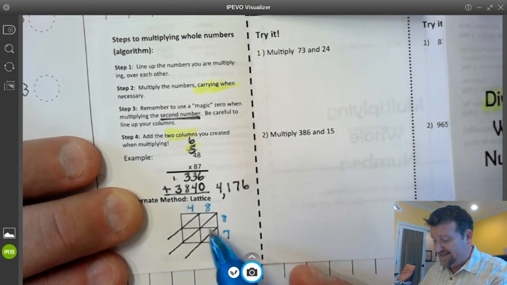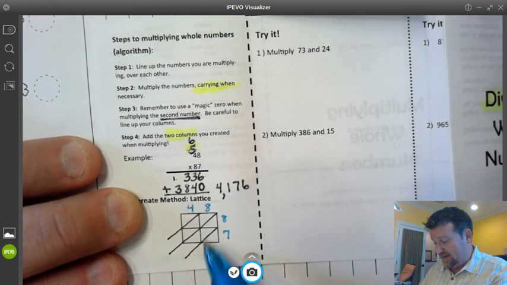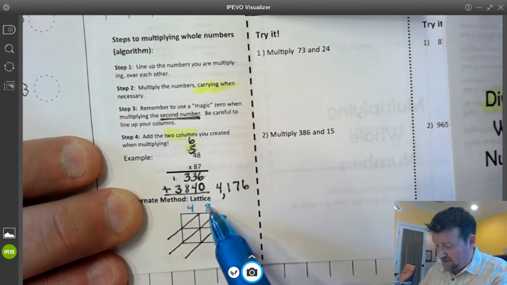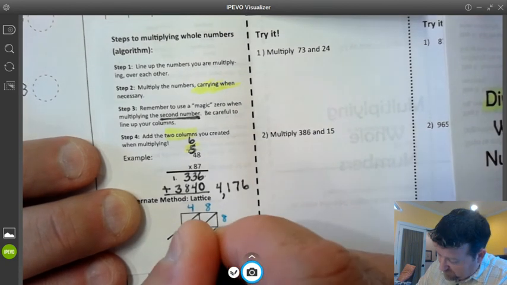And then inside of each box, we write the product of the two corresponding digits on the outside. So for example, 7 in this box times 8 up above, 8 times 7 is 56.